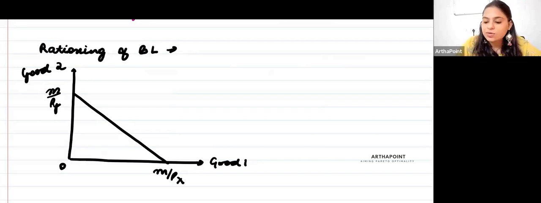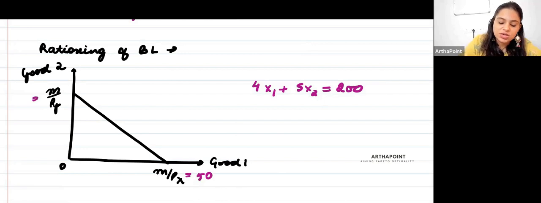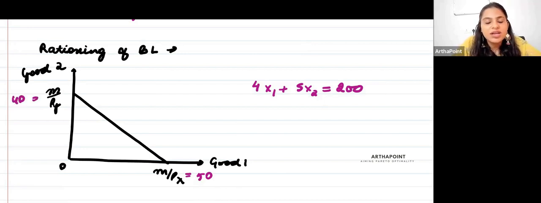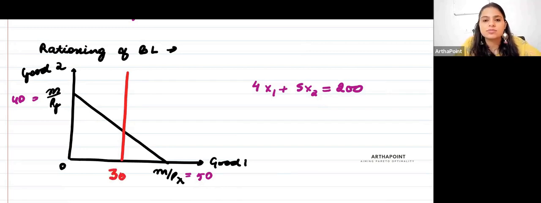Suppose I tell you that initially my budget line is 4x1 plus 5x2 is equal to, let's say, 200. So this was coming as 50. This was coming as 40. Now the government steps in and says, look, X1 or good 1 cannot be more than 30 units. You cannot produce more than 30 units in the market. And can you consume 50 units really? You cannot. You cannot consume more than 30 units.